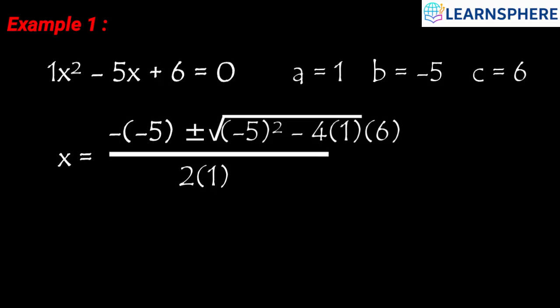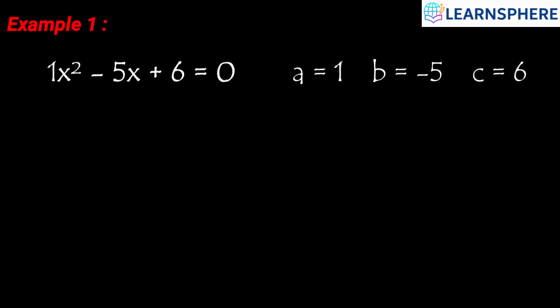Now, to solve for the two values of x, we simply use the positive sign in front of the square root to get our first answer, followed by using the negative sign in front of the square root to get our second answer.